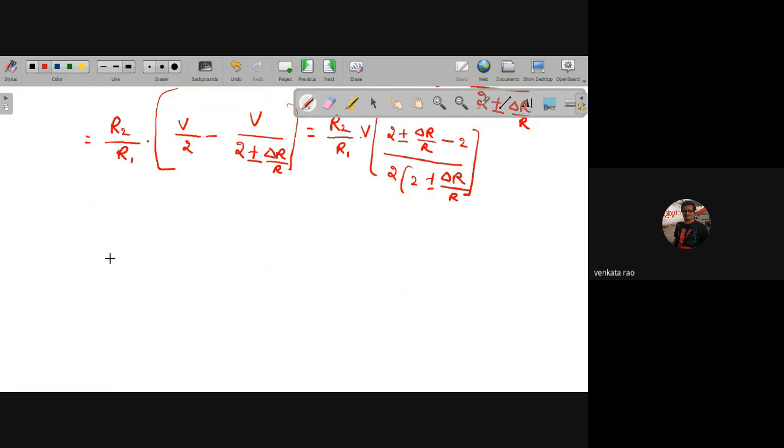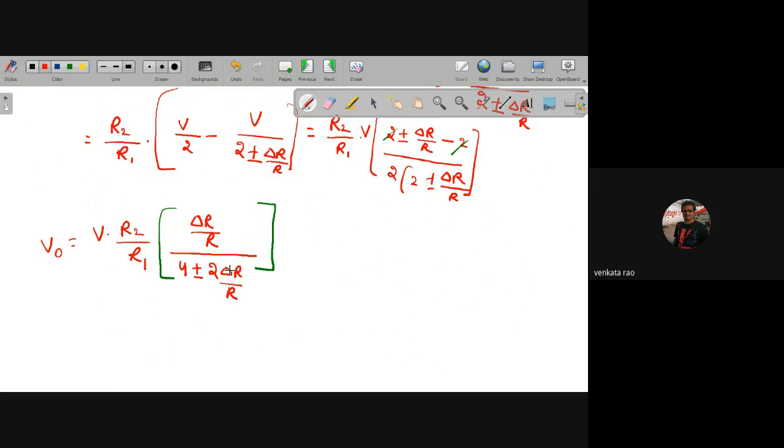So now output is V into R2 by R1 into, see here, this 2 and this 2 gets cancelled. It is delta R by R by 2 into 2, 4 plus R minus 2 delta R by R.